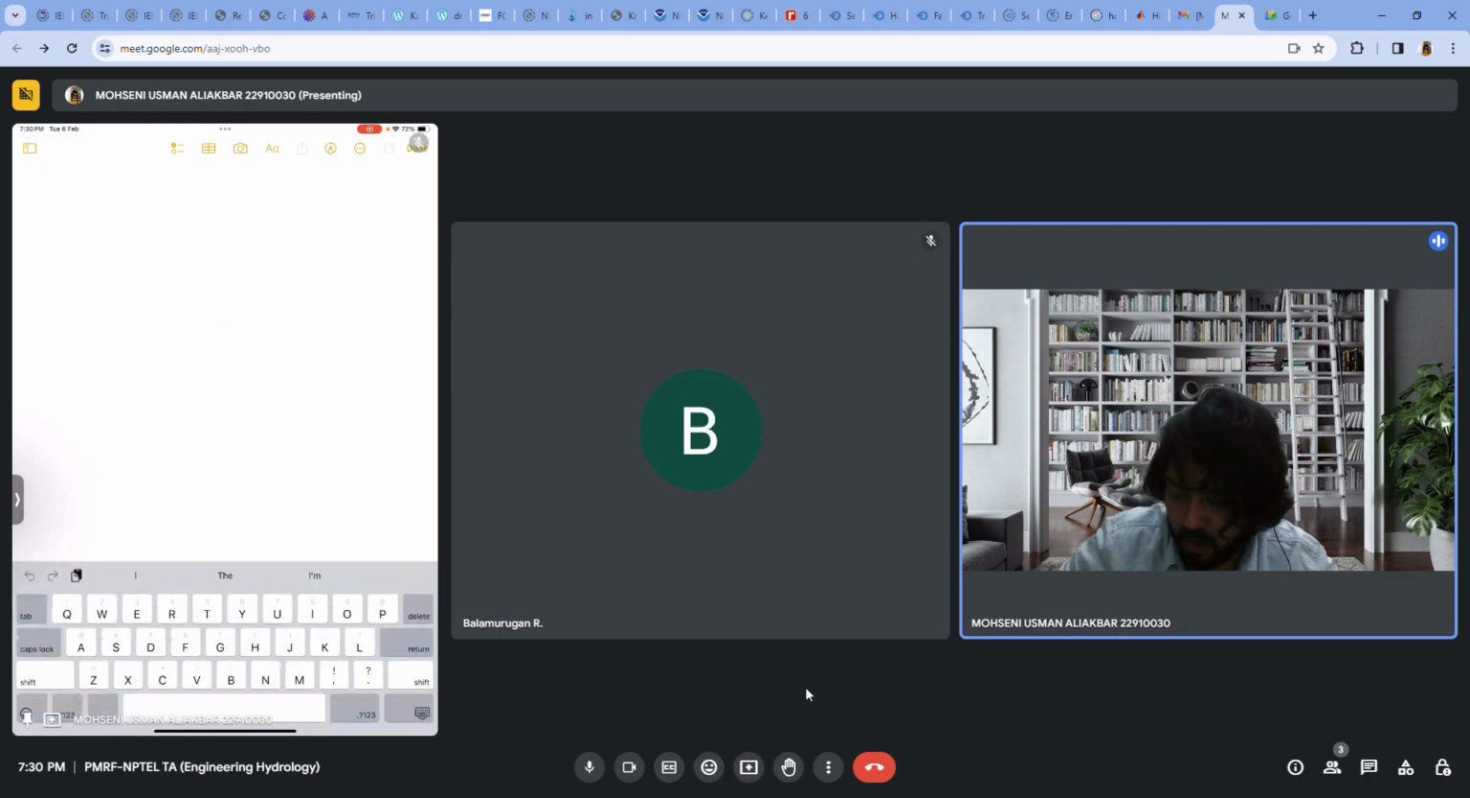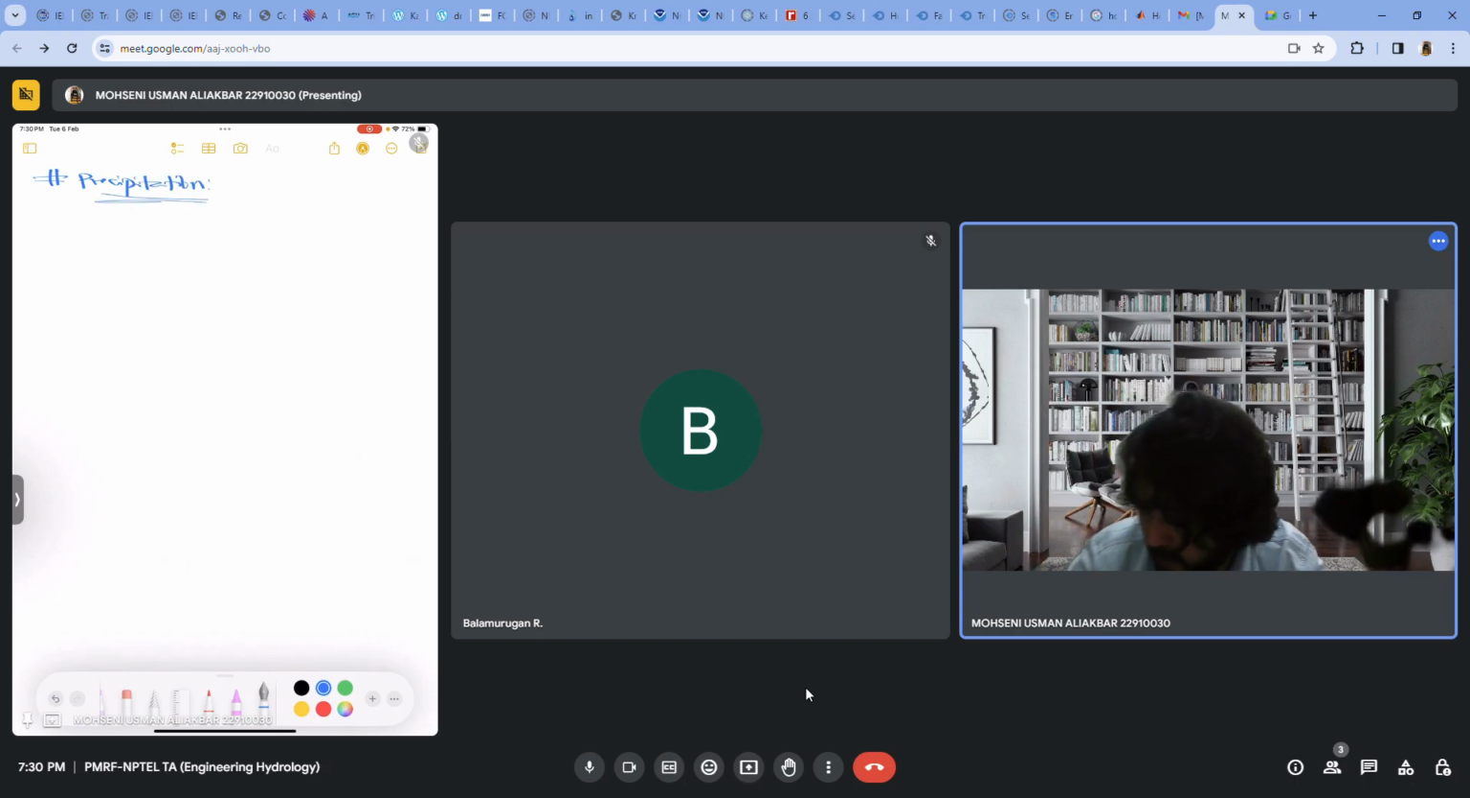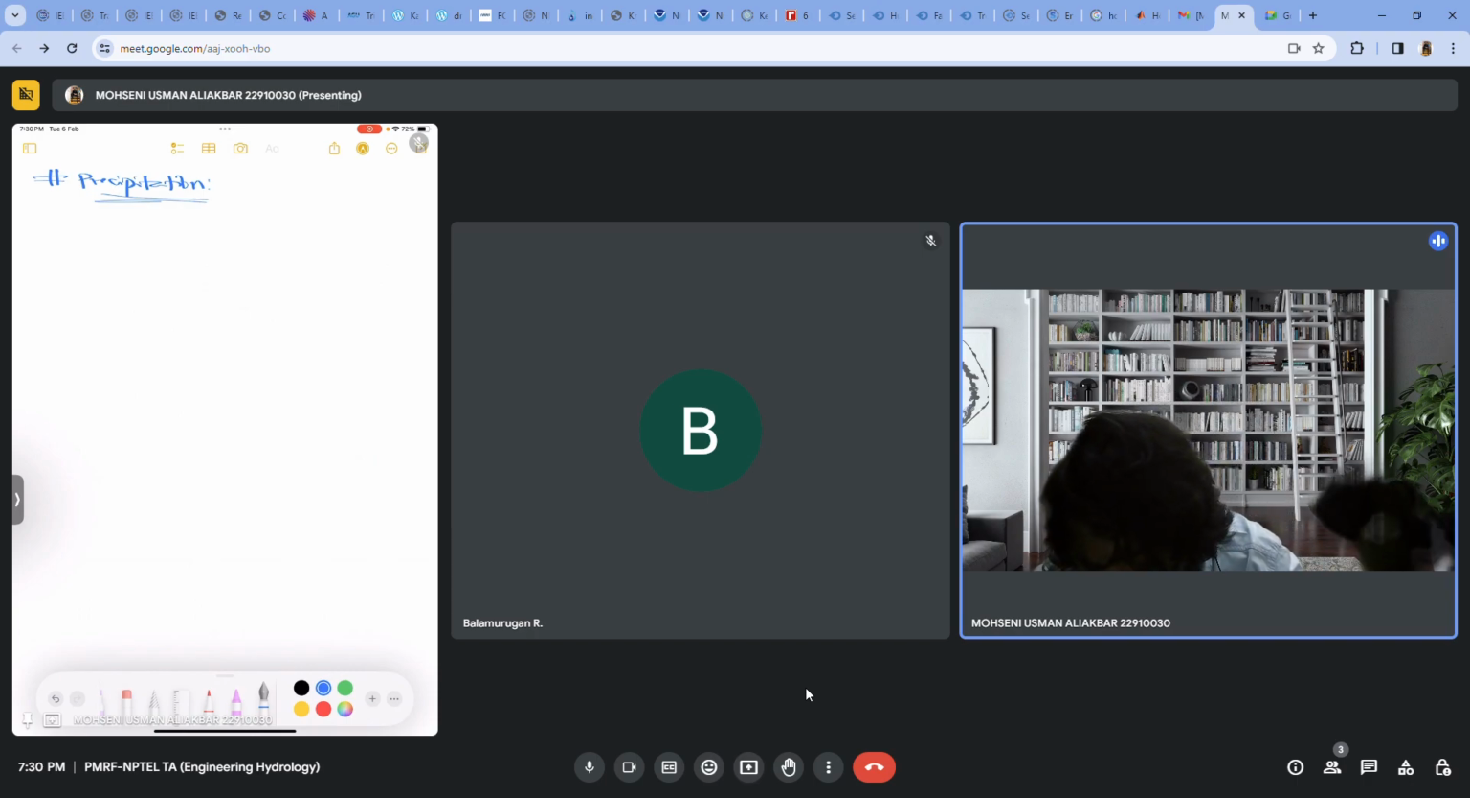So now we know that there is a certain amount of moisture available in the atmospheric column. So it means precipitation can take place. So we can now cover precipitation. What is precipitation, and how does precipitation form? So we should also talk about formation of precipitation.